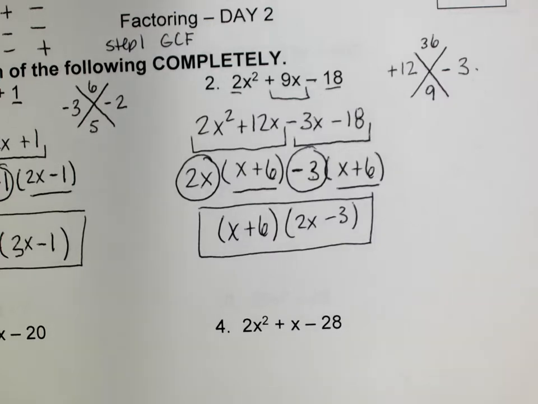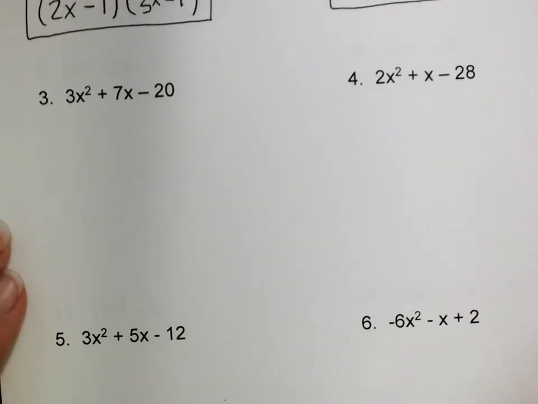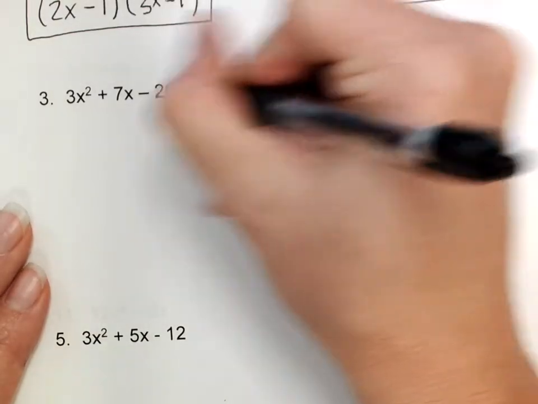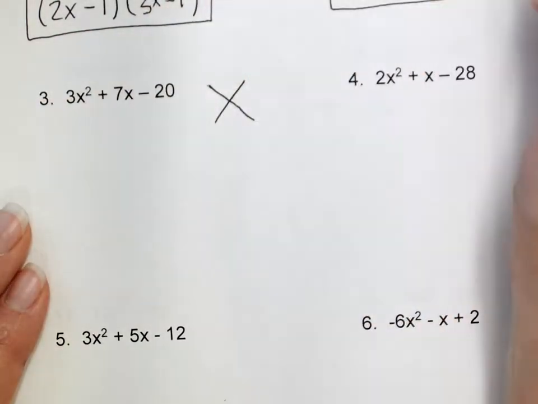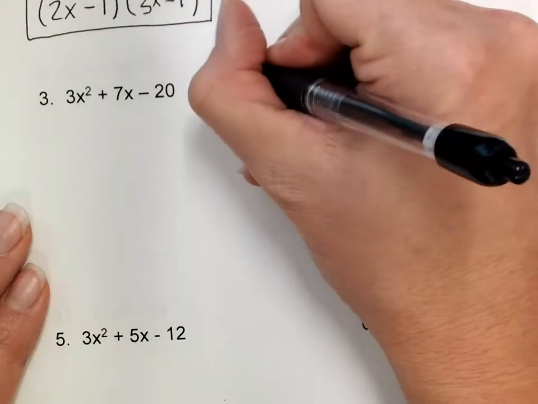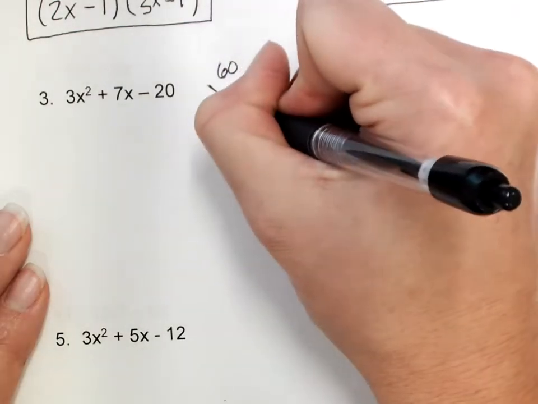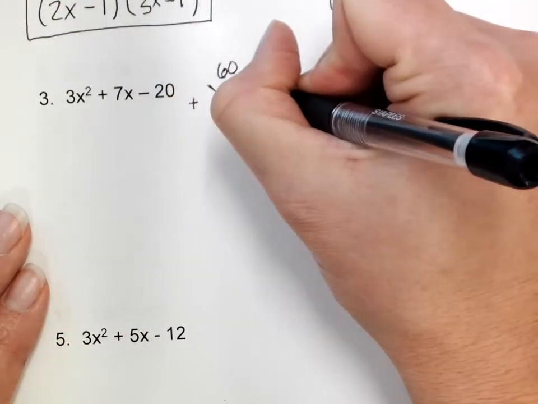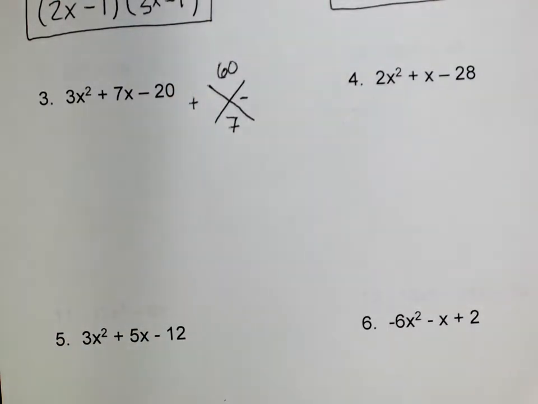Let's do a couple more examples. Question number 3. Same thing. Step 1, do I have a greatest common factor? No, I don't. So I'm looking for numbers that multiply together to be 3 times 20, which is 60, and subtract to be 7. Again, plus minus tells me the biggest one's going to be positive, the smaller number is going to be negative.